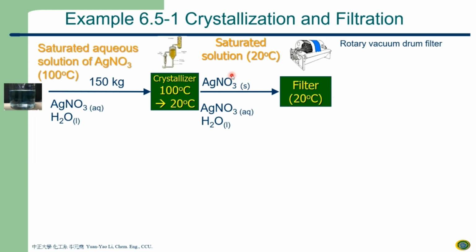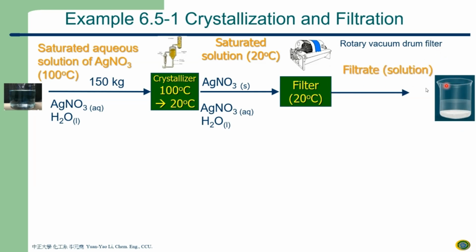And after that, because you have solid and liquid, you need to separate these two. So you have a rotary vacuum drum filter, remember this? You can filter that. You can get a cake, which is the filter cake. The filtrate is that you got a solution, right? The solution is this one. Okay, silver nitrate saturated in water at 20 Celsius.